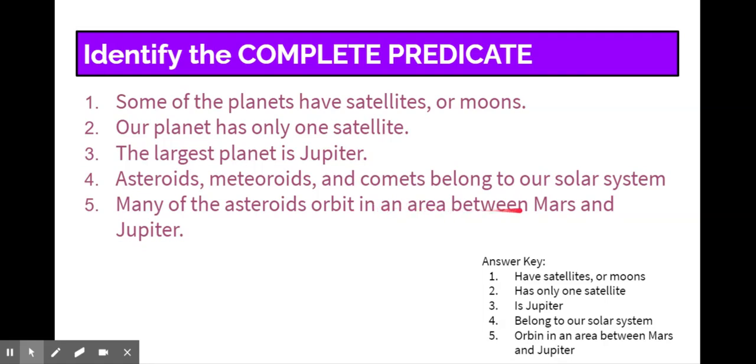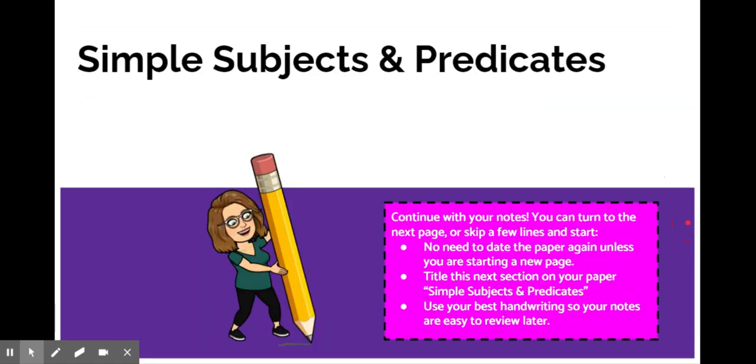Orbits in an area between Mars and Jupiter. All right. Oh, there she is again. Bitmoji Miss B. That means you're going to start some new lines in your notebook or in your binder, preferably. So your next title is Simple Subjects and Predicates.